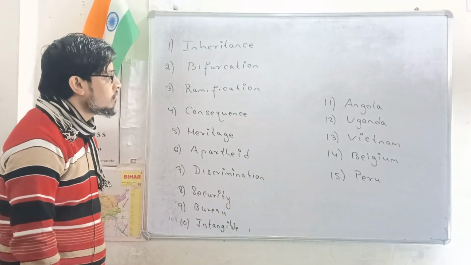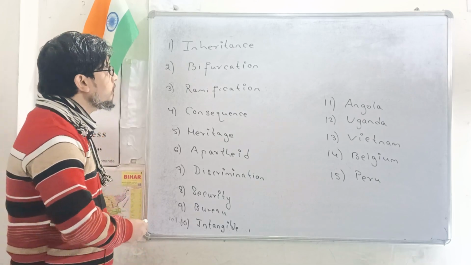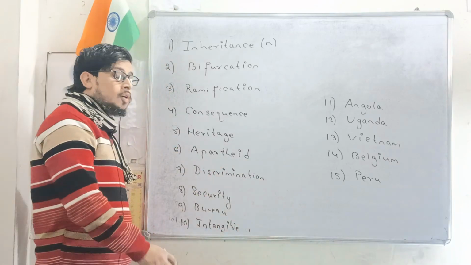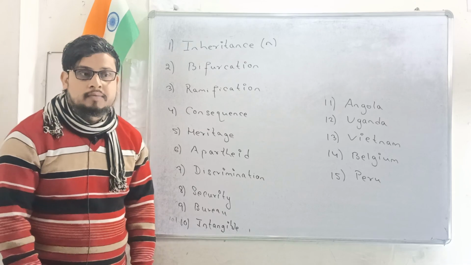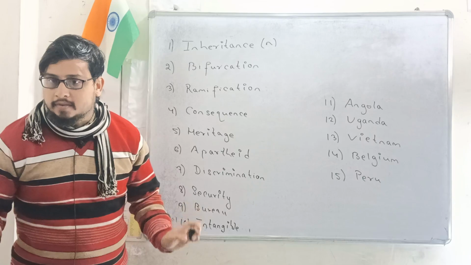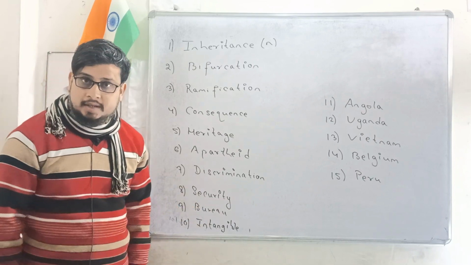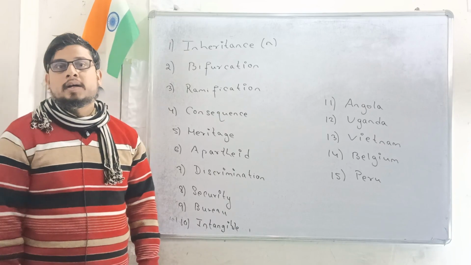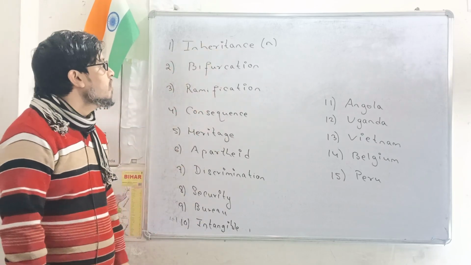Fine students, this is a vocabulary class. First word is inheritance. Inheritance means the process of transferring property or anything from father to the next generation. The process of transferring any property, anything that is a valuable asset, to his son or daughter is called inheritance.